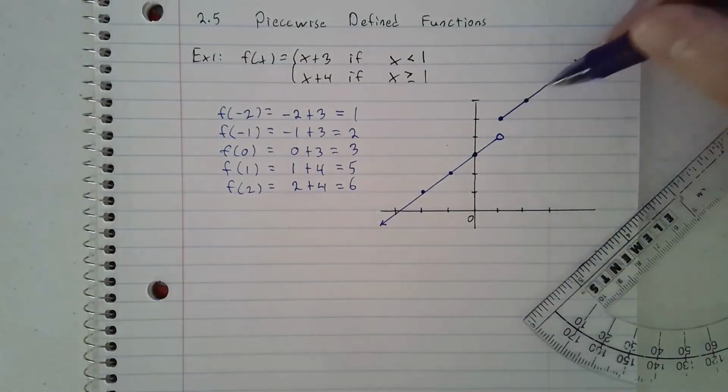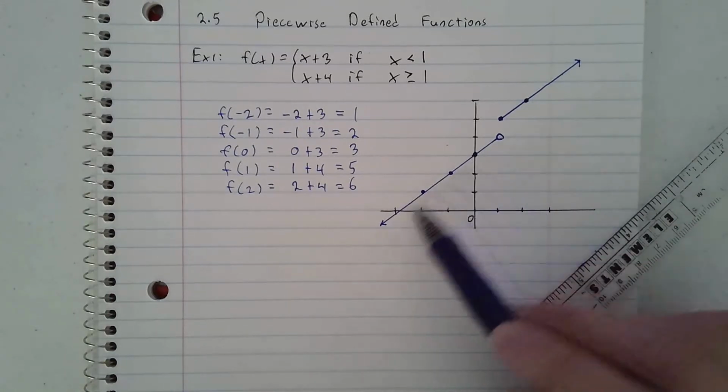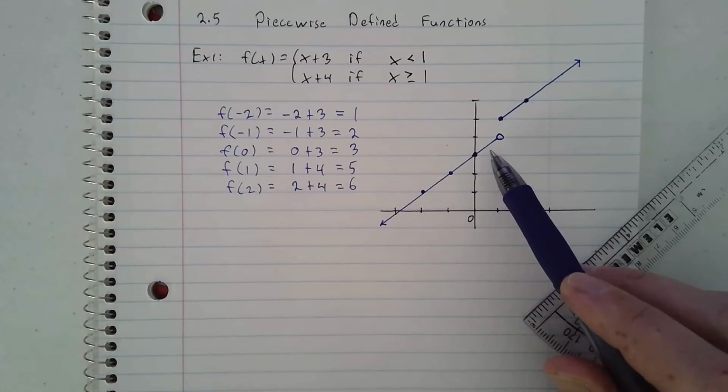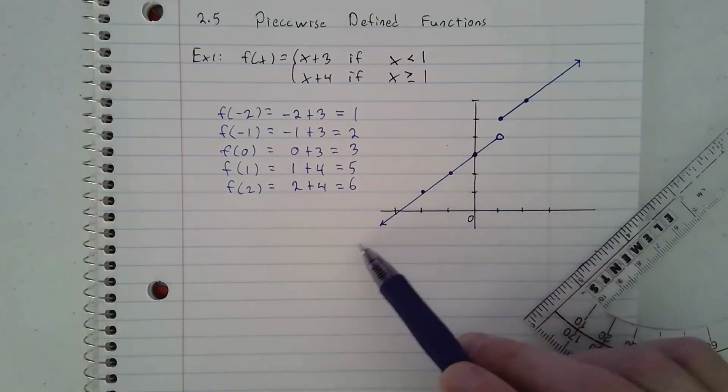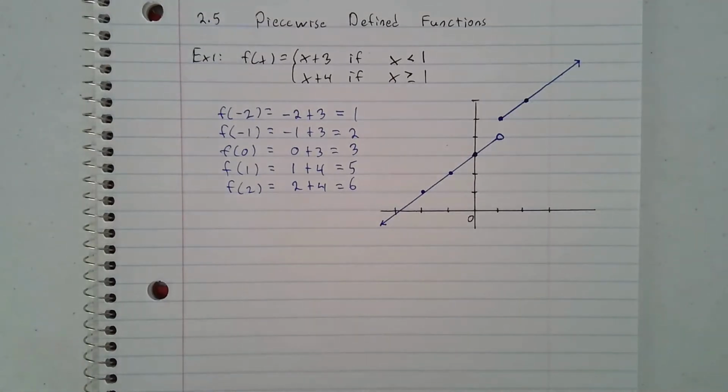The arrow shows that it's going to go to the right, and this first part of the function is only going to be going left of positive 1. Alright, so that's how you graph a piecewise function if they're linear, if they're just lines.